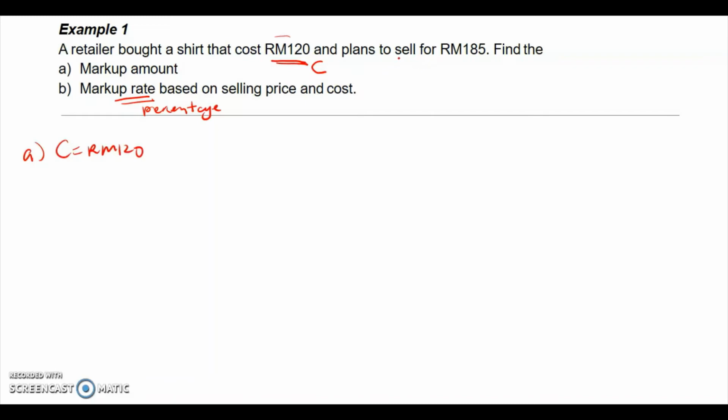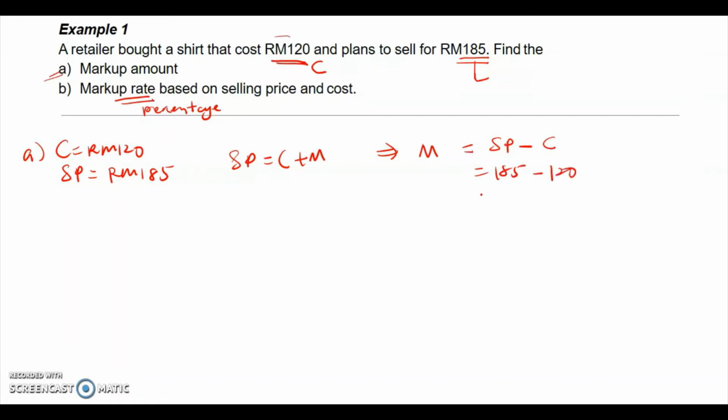And then this retailer wants to sell it for 185 ringgit. So this is the selling price. Okay, so from these two pieces of information, we can find the markup amount. Since SP equals C plus M, the markup amount equals selling price minus cost price. 185 minus 120. So markup is RM65.